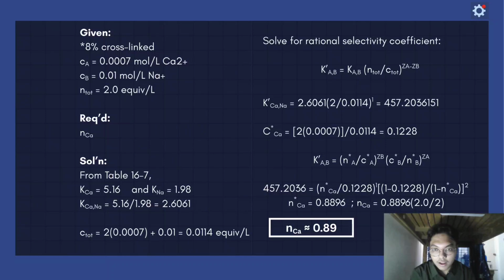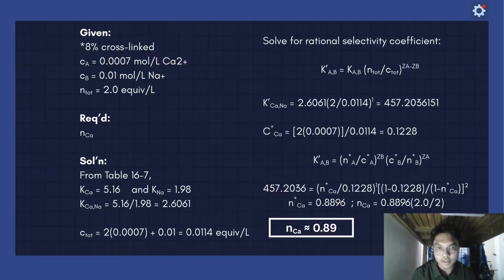To find the combined thermodynamic equilibrium constant of those two elements, we should divide them by each other, which is 5.16 over 1.98, which results to 2.6061. We can also find the total concentration of the two elements by adding the product of the concentrations times the valence of that element. So for calcium, we have 2, since it is 2 plus, and then multiply by 0.007, which is its concentration, plus 0.01 for sodium times 1, since it is plus, and then the value will be 0.0114 equivalent per liter.